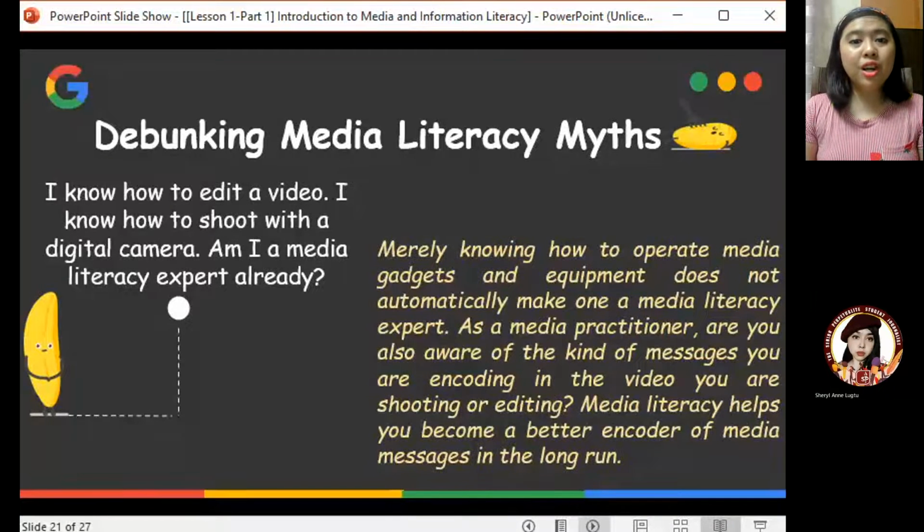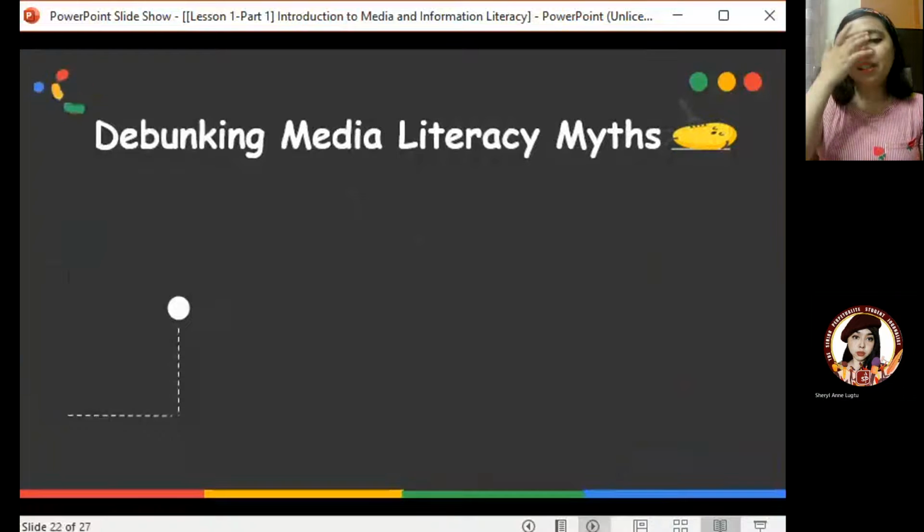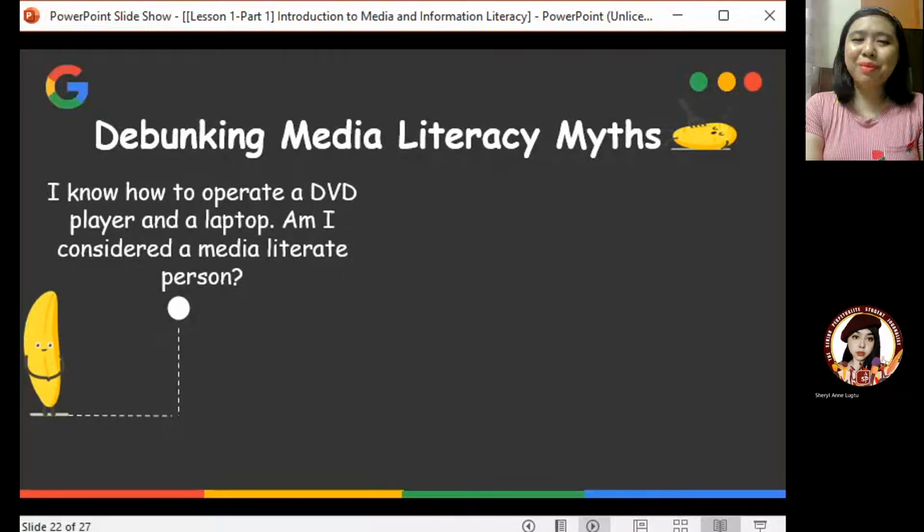As a media practitioner, are you also aware of the kind of messages you are encoding in the video you're shooting or editing? Because media literacy helps you become a better encoder of media messages in the long run. Okay? So being a media literate person does not only require you to know how to navigate these gadgets, but also how to provide efficient content. And of course, factual contents. All right, next thing to debunk.